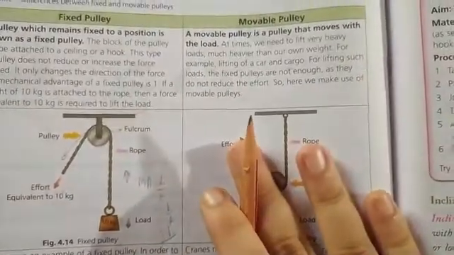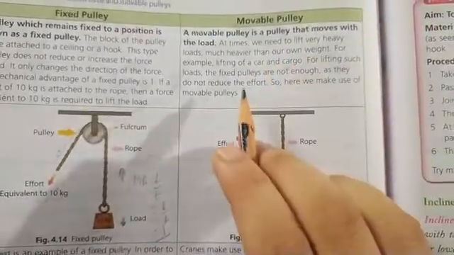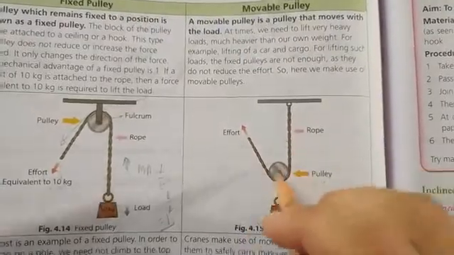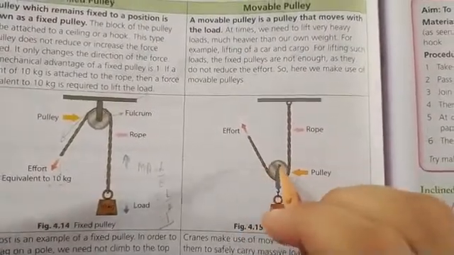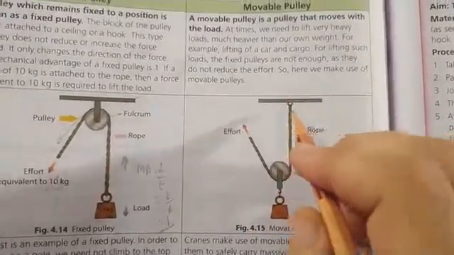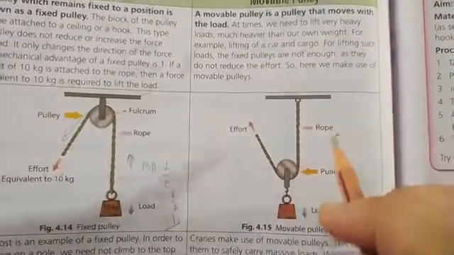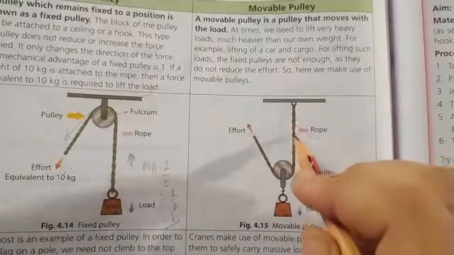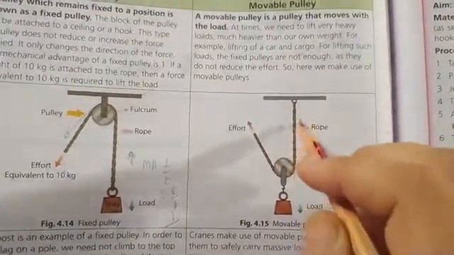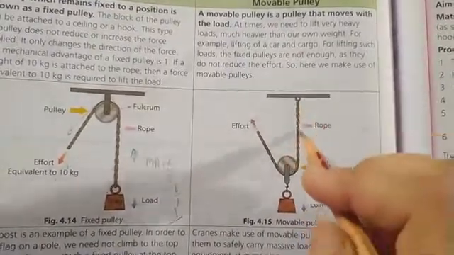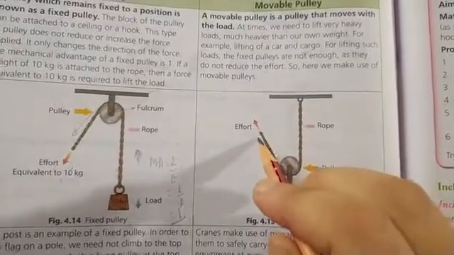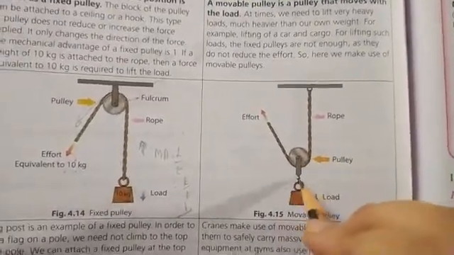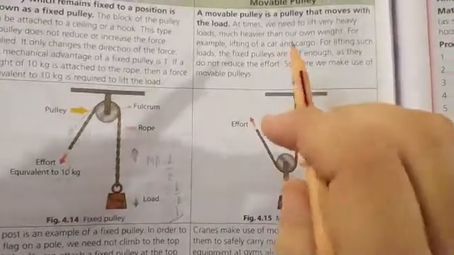Next is the movable pulley. A movable pulley is a pulley that moves with the load. This pulley is capable of moving up and down with the load, and here a rigid support is there. To the rigid support one end of the rope is attached, and at the other end we can apply the effort. So the pulley is movable. The pulley can move up and down.